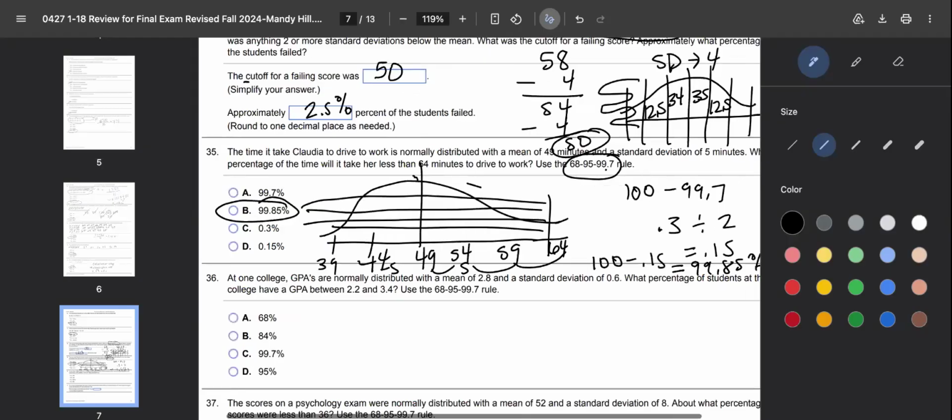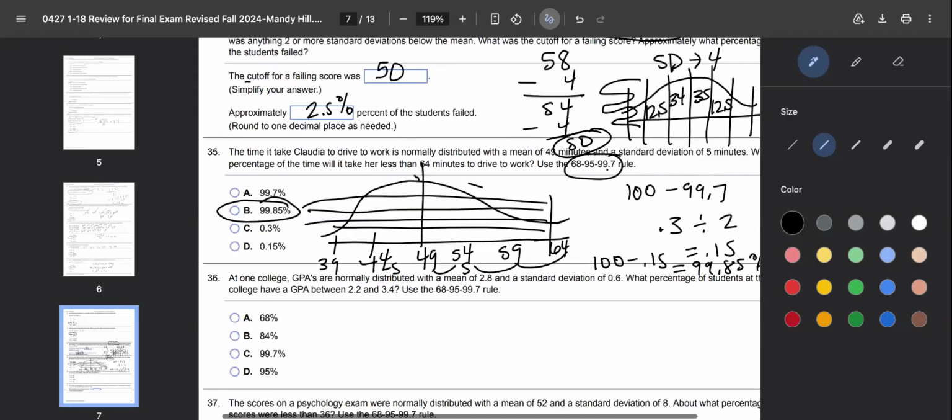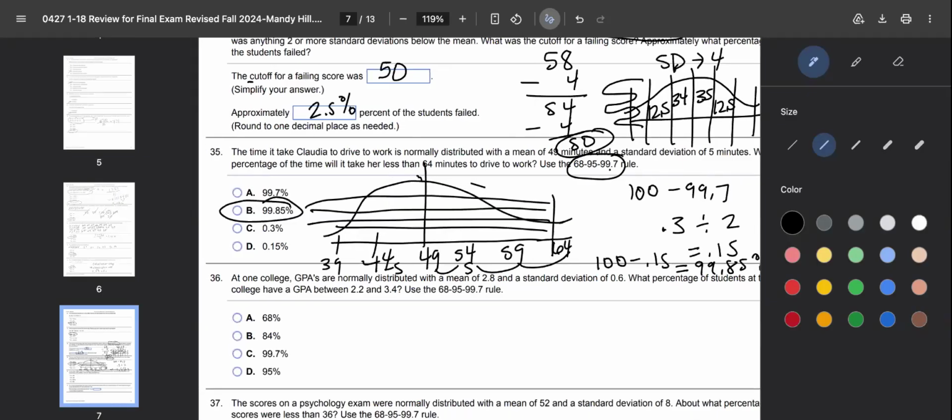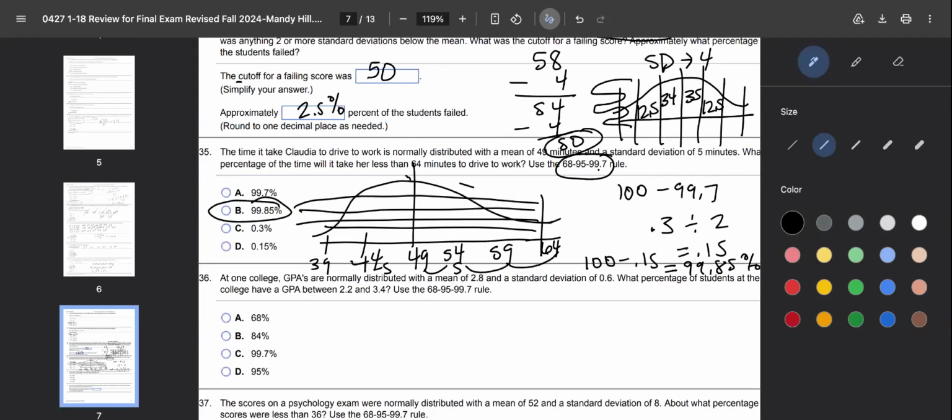Number 36. At one college, GPAs are normally distributed with a mean of 2.8 and a standard deviation of 0.6. What percentage of the students at the college have a GPA between 2.2 and 3.4? So we talked about how the mean is 2.8. The standard deviation is 0.6. So when we add one standard deviation, we're going to be at 3.4. We add another standard deviation, we're going to be at 4.0. We add another standard deviation, we're going to be at 4.6. And that is 3 standard deviations away.